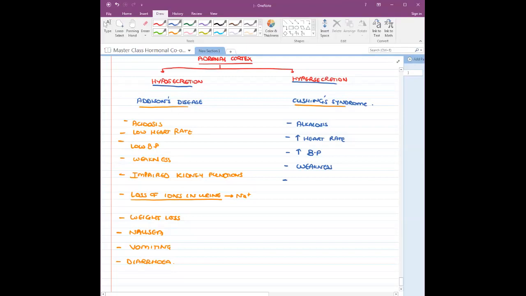But here there was impaired kidney function. Here what is going to happen is there is going to be muscle wasting. So muscle wasting meaning what? Slowly your muscles are going to degrade gradually, or deteriorate. So ultimately this is going to result into muscle paralysis. Next thing, guys, here there was loss of ions in the urine. Here you're going to see there is a retention of ions.